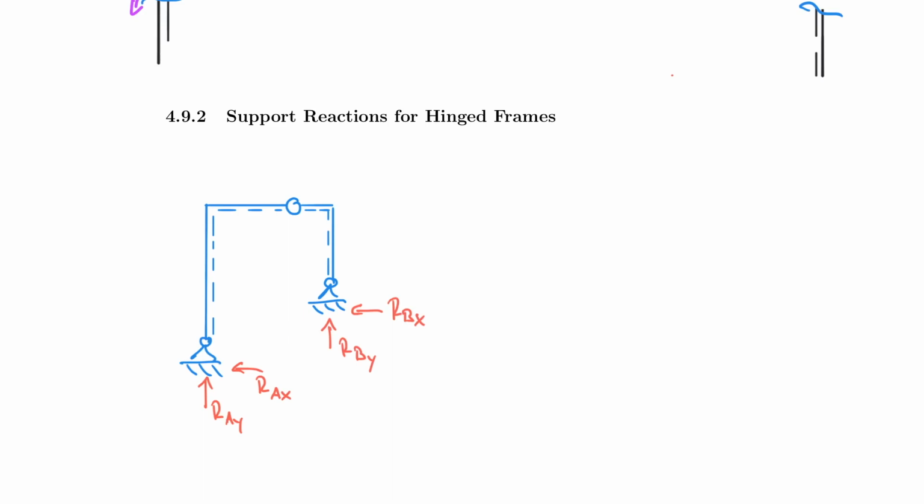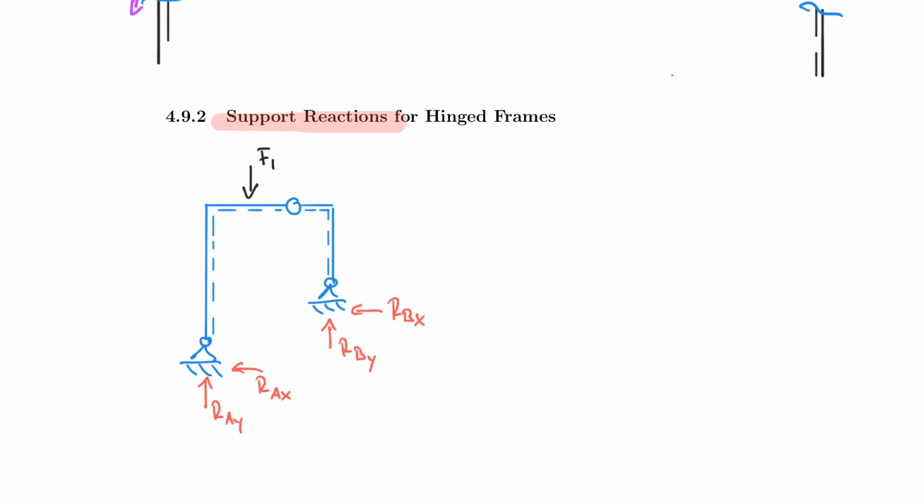Of course, in real life, you will always find that there's some load on the system. So let's just call this F1. But the question now would be, how do we solve this? As with every problem we dealt with before, if we want to talk about the internal forces, we need to find the external forces first. And the external forces in this case are the support reactions. In fact, that's what we're talking about here to begin with.